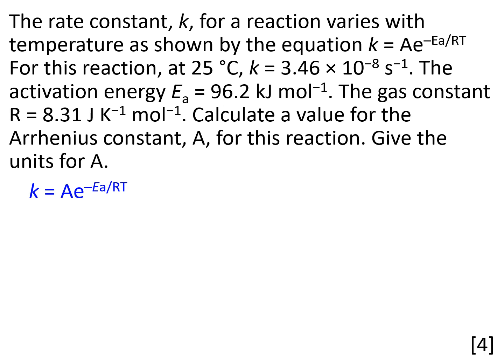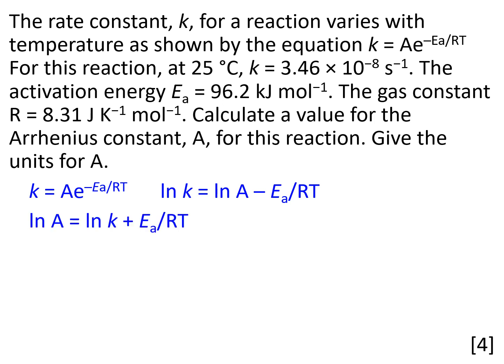Now this is just a case of knowing the equations and also the correct units to use. I've used that rearrangement where I've taken natural logs. Another good one to memorise. That is in the format of a straight line graph. So if we were to plot ln k versus 1 over T on the x-axis, that would give us a straight line with gradient minus EA over R and intercept ln A. But we're not required to do that here. We just need to put the numbers in to find out what A is.